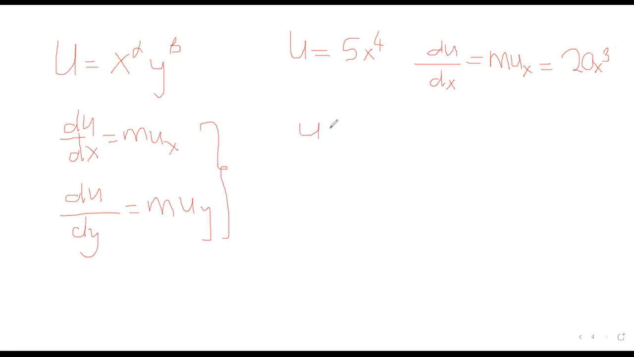If our u was 10y^3, so this will be our du over dy. When we differentiate this, it will be called a marginal utility of y. What becomes our computation? 30y^2.